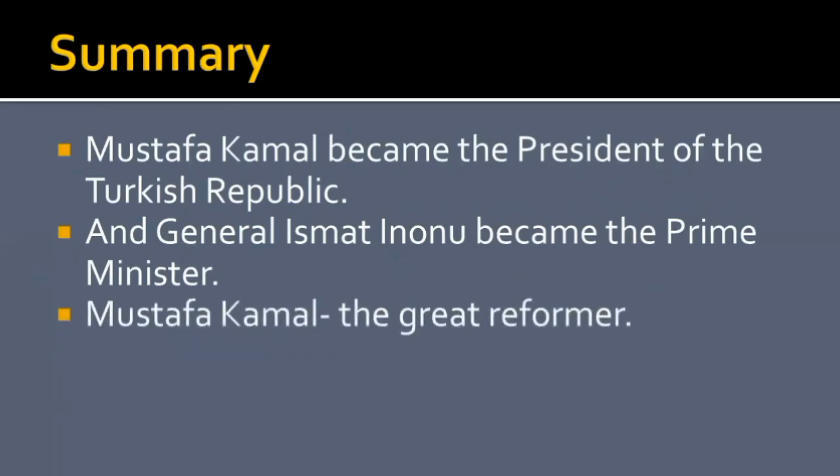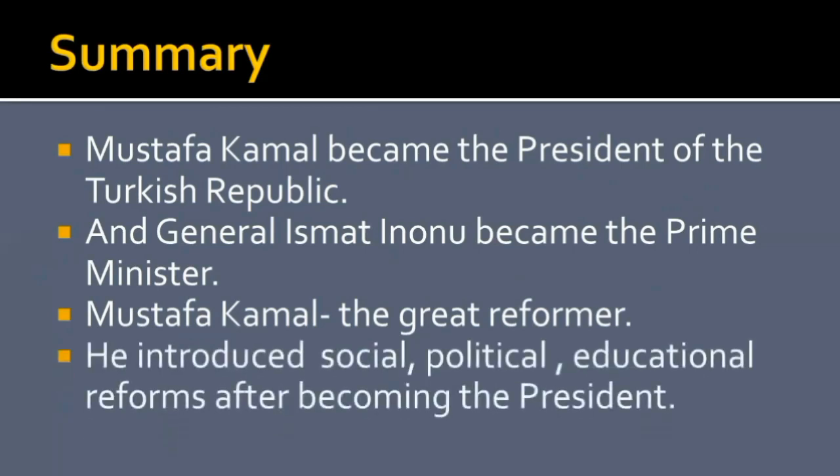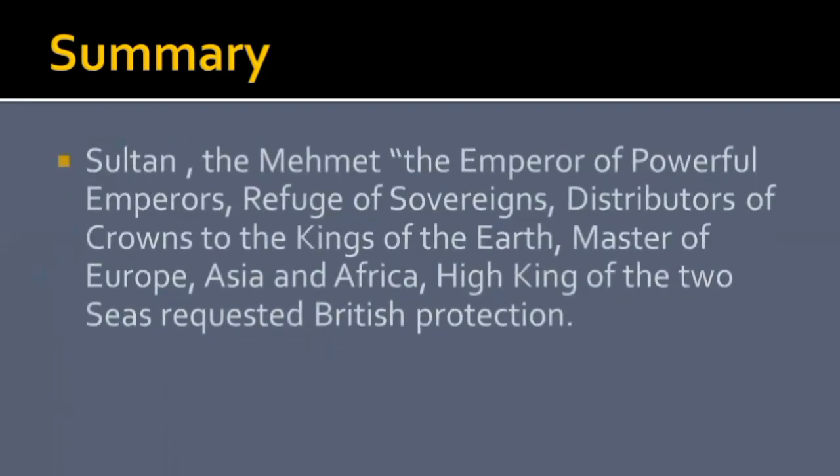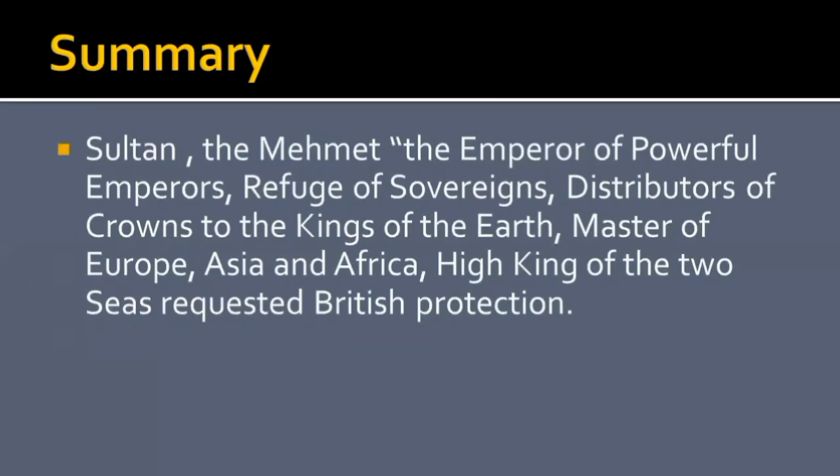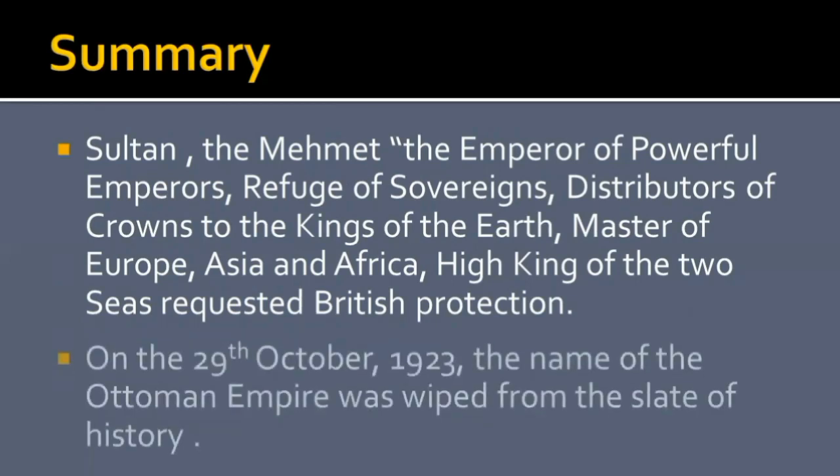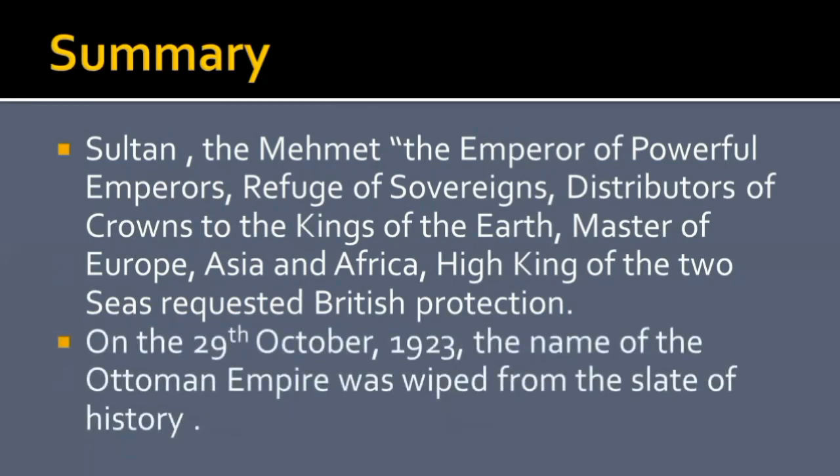Mustafa Kamal as the great reformer. He introduced social, political, educational reforms after becoming the president. Sultan Mehmet, the emperor of powerful emperors, refuge of sovereigns, distributor of crowns to the kings of the earth, master of Europe, Asia and Africa, High King of the Two Seas, requested British protection. On the 29th October 1923, the name of the Ottoman Empire was wiped from the slate of history.